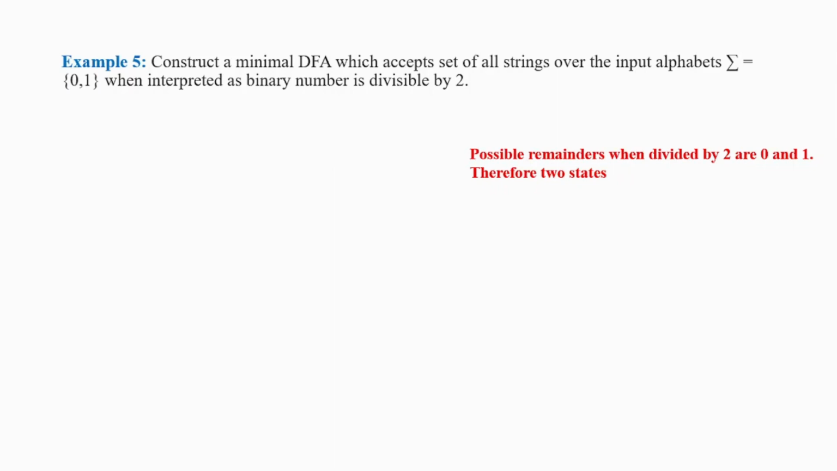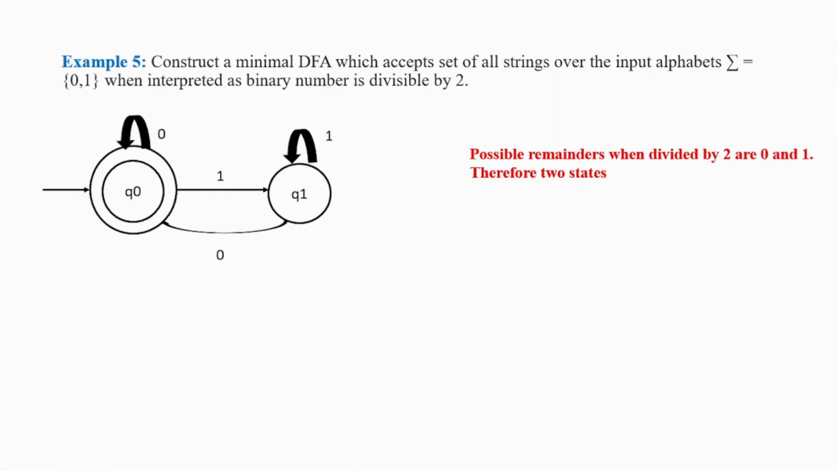So there will be two states. However many remainders are possible, that many states we will have. In this case, we are dividing the number by 2, so the remainder can be either 0 or 1. So we will have two states, Q0 and Q1. And all the numbers that are divisible by 2 are accepted. For example, 0 divided by 2 has remainder 0. So when I see 0, it will stay in the same state. Whenever I keep on seeing 0, it will stay in the same state.